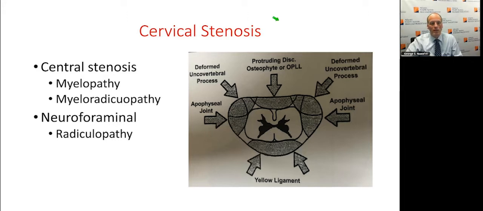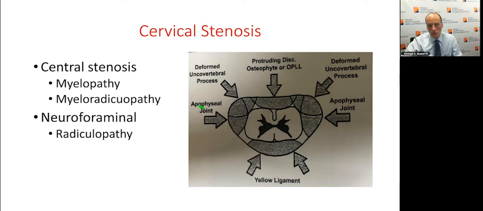I like this slide for a couple reasons, because it shows exactly the deforming forces that occur on the spinal cord. So right in here is the spinal cord itself, and a protruding disc or an osteophyte or a condition called ossification of the posterior longitudinal ligament usually will put anterior pressure on the spinal cord. But there's a false joint that occurs with arthritis known as the uncovertebral joint, and as that grows, that presses on the spinal cord from an anterior lateral perspective on both sides.